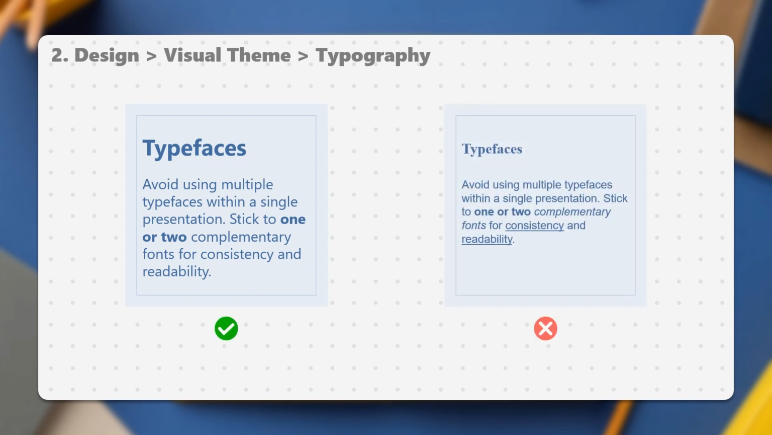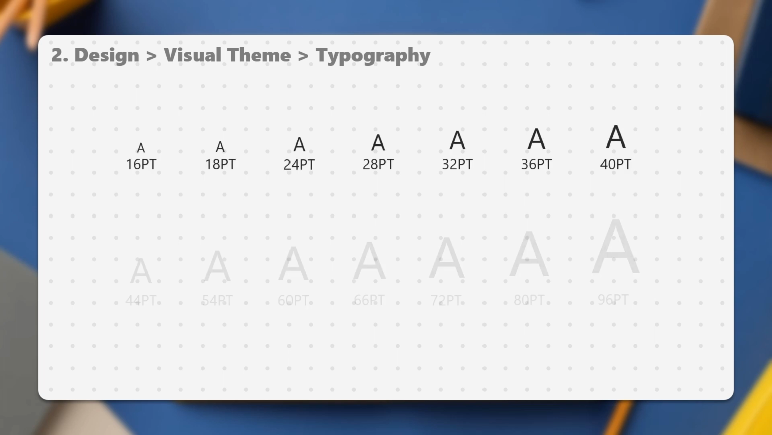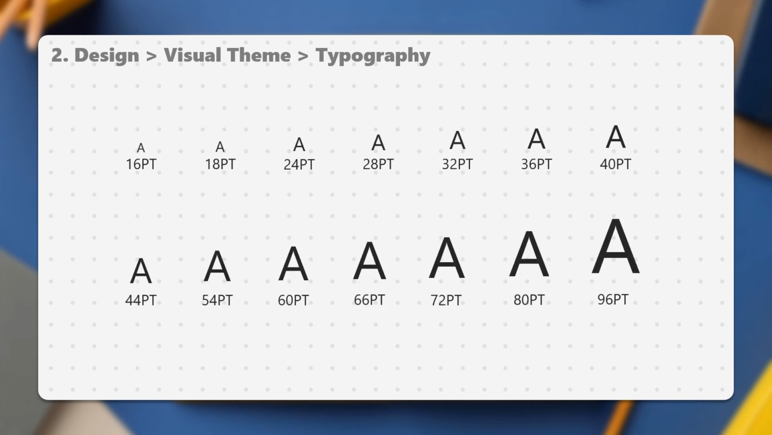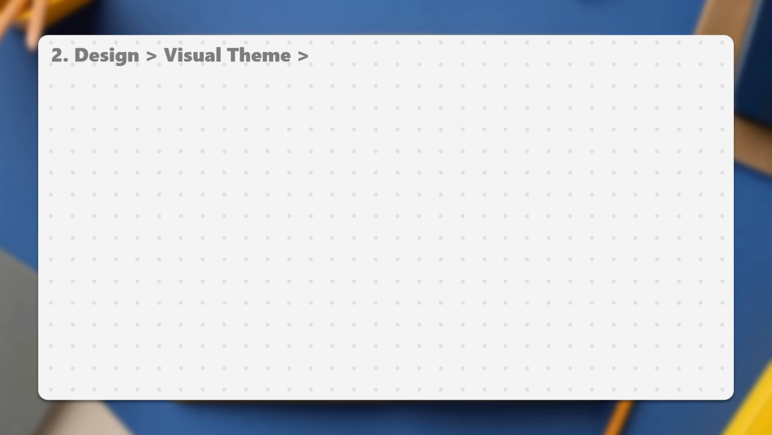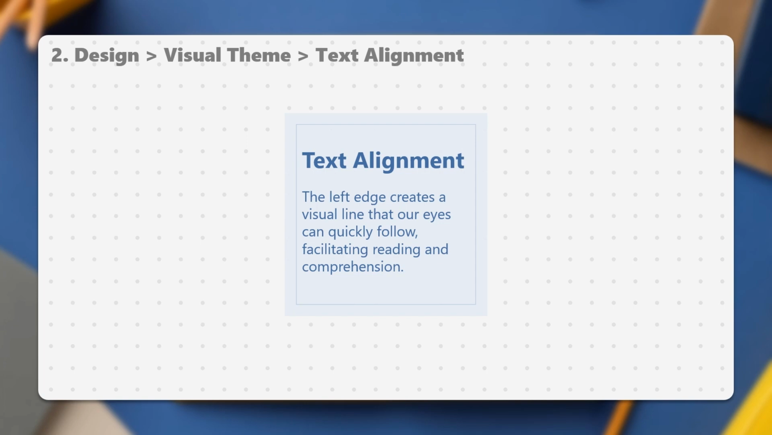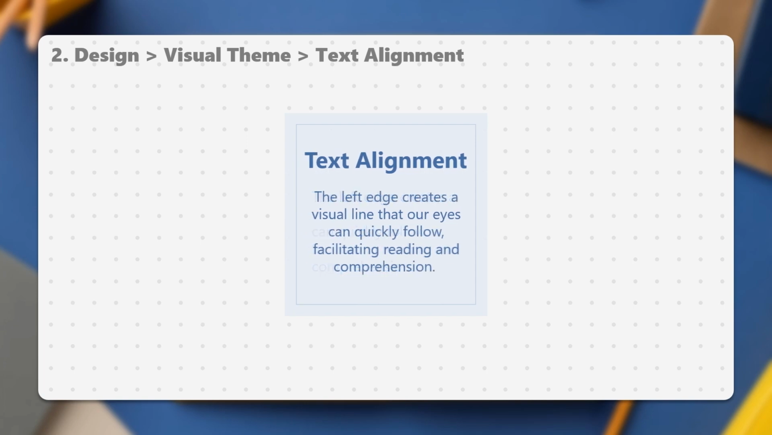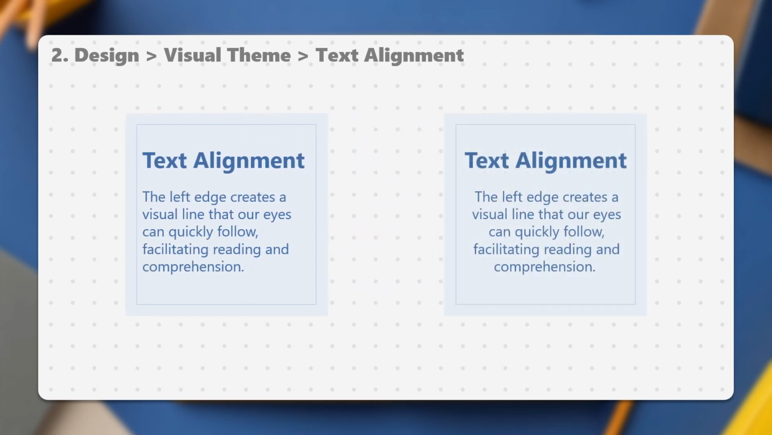Ensure that your text size is large enough to be easily read by your audience, even from a distance. A general rule of thumb is to use a minimum font size of 24 points for body text and 32 points or larger for headings. When uncertain about alignment choices, opt for left alignment. Although centered content may seem attractive due to its symmetry, the left-aligned text is typically easier to read. The left edge creates a visual line that our eyes can quickly follow.